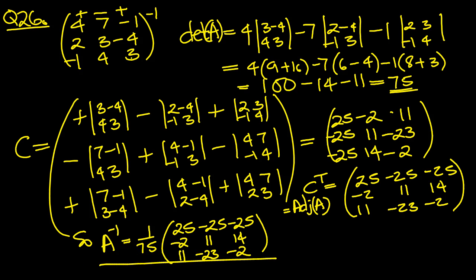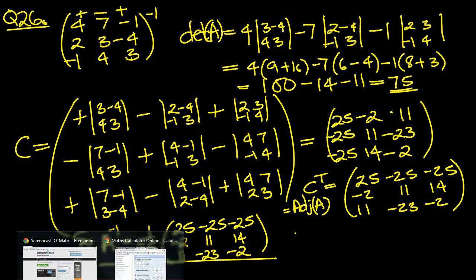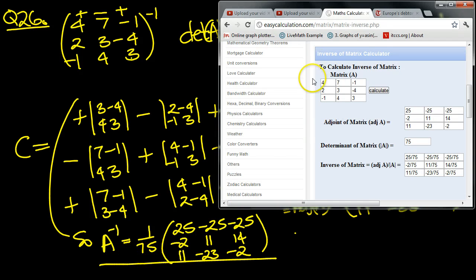26. Okay, then as a final little thing, I thought I'd just look up a little simple online matrix calculator. Easy calculation for matrices. Here's our matrix, and it gives us the adjoint, the determinant, and the inverse, and that's fine. Everything's fine. 1 over 75 is just entered here as entries, yeah? And they're all the same, so that's fine. 26 done. Good.